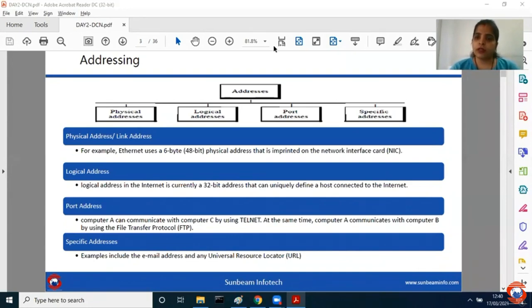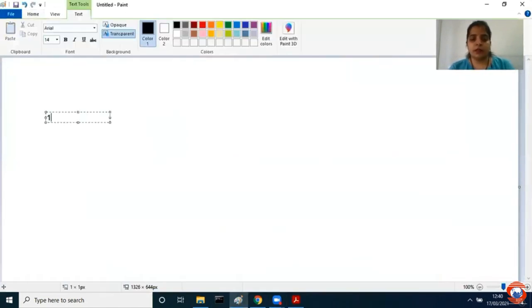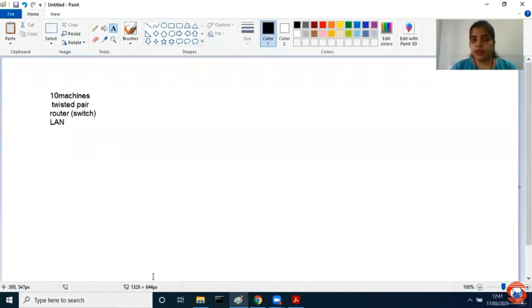Now suppose I have a requirement: I want to connect 10 machines and form a small network. Obviously, with 10 machines, I may go for a twisted pair. I may connect over the router, take a connection from some service provider, which will provide me a route from the switch, and maybe I will form a LAN network. This is my requirement, which is fulfilled now.